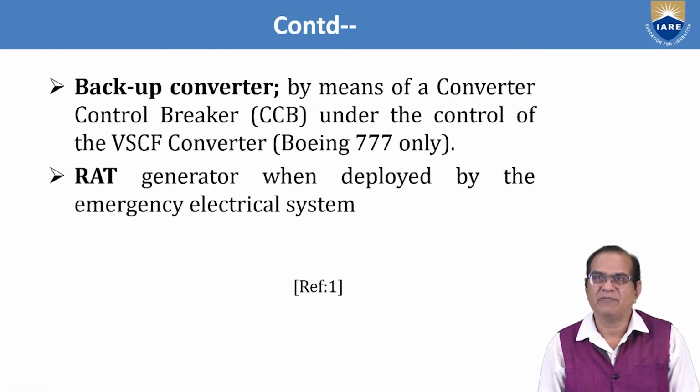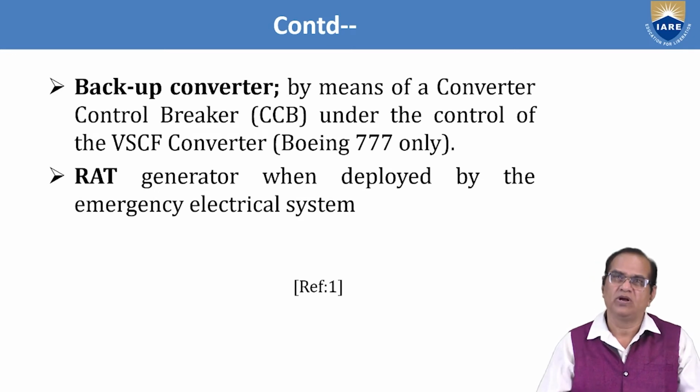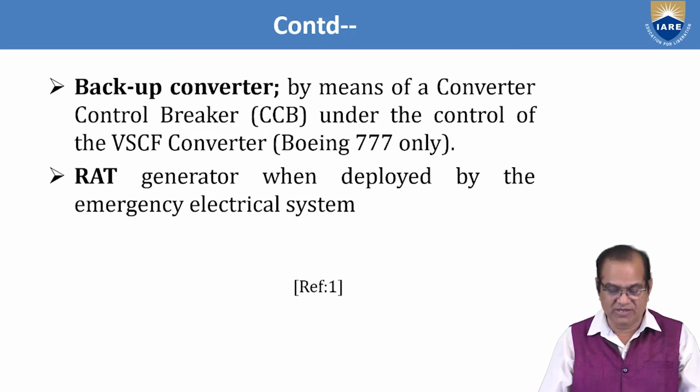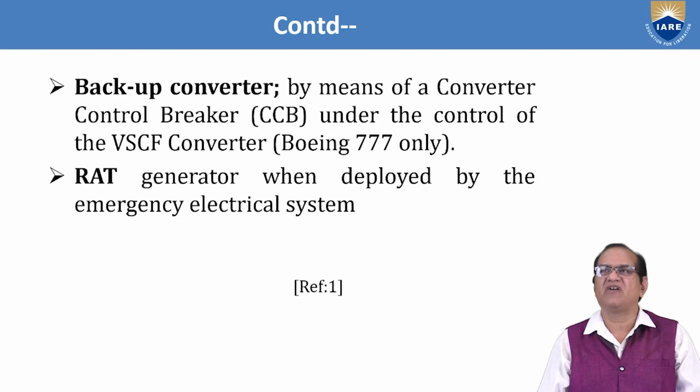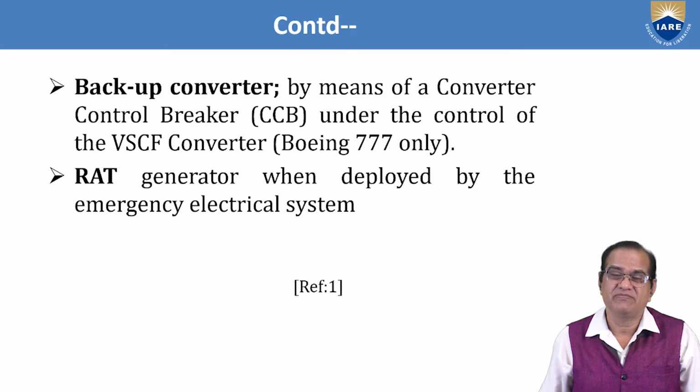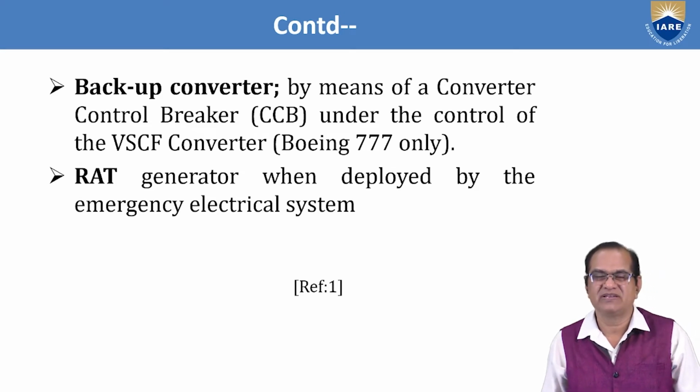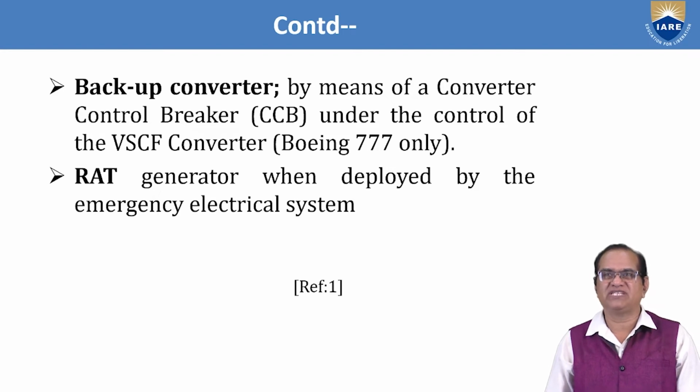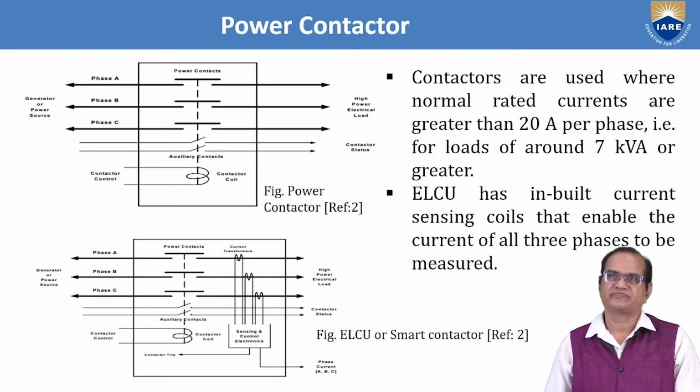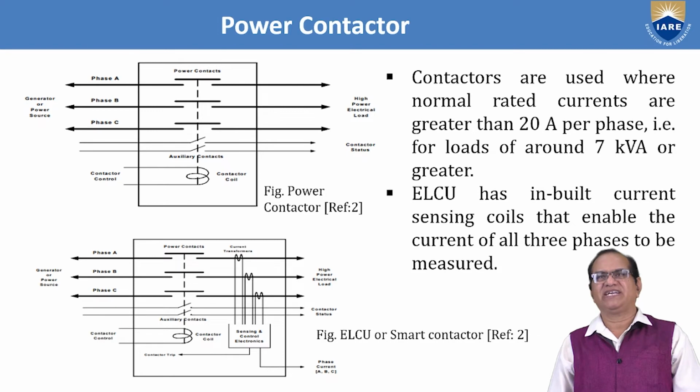Another one is the backup converters, by means of a converter control breaker under the control of VSCF converting, Boeing 777 only. There is also the ram air turbine generator, when deployed by the emergency electrical system. We have the power contactor.